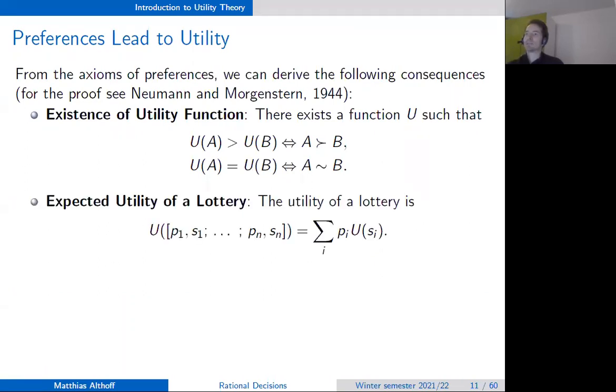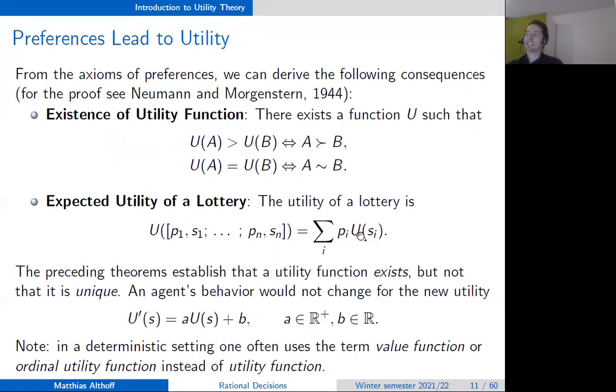What you can also derive from these axioms of preferences is that there always exists an expected utility of a lottery. So if you're playing a lottery, and P are the probabilities of the outcomes of the lottery, and U are the utilities of the different outcomes, then the utility of this lottery is just the weighted sum of the utilities of the single outcomes.